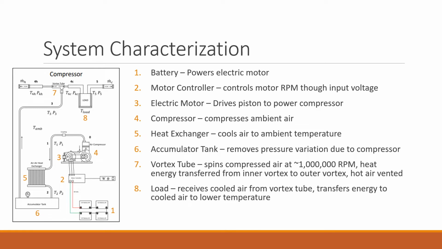The compressed air passes through a heat exchanger, which reduces the temperature back to ambient before it's pumped into an accumulator tank, which acts as a reservoir to hold compressed air and remove any cyclical pressure variation due to the compressor and release it at a constant pressure to the vortex tube. The vortex tube spins the compressed air at approximately 1 million RPM, with heat energy transferring from the inner vortex to the outer vortex. The hot air is vented back to the atmosphere, while the cold air is directed through the aluminum block load before being released to the atmosphere.